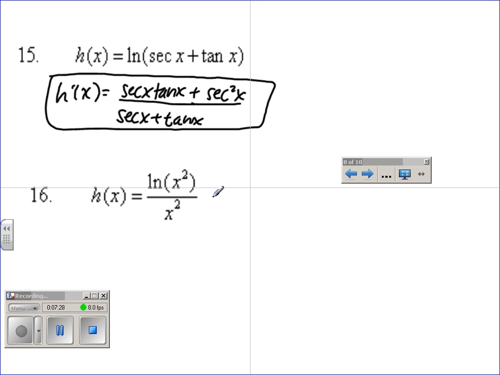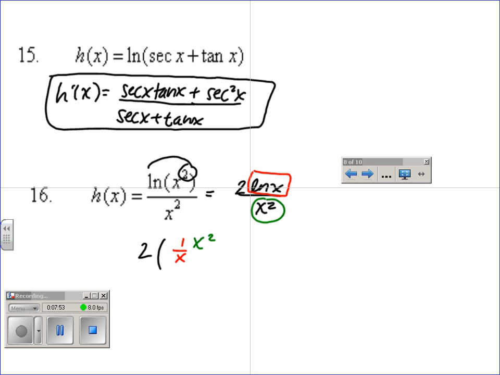Alright. So, looking at this guy, I'm going to go ahead and rewrite it like this. So we have 2 natural log of x over x squared. So the 2 is just going to be a scalar multiple. We have the quotient rule. So it's going to be 2 in front times whatever we get. The derivative of the first, which is 1 over x, the top times the bottom, minus the derivative of the bottom, times the top, all over the bottom squared.